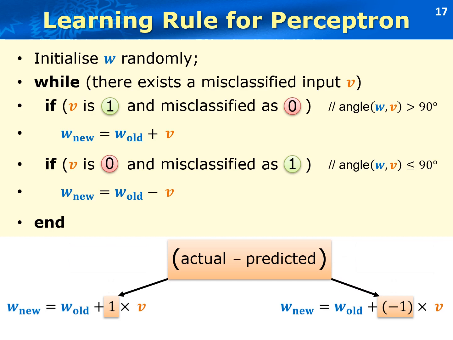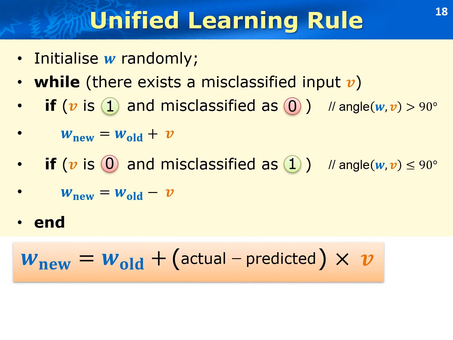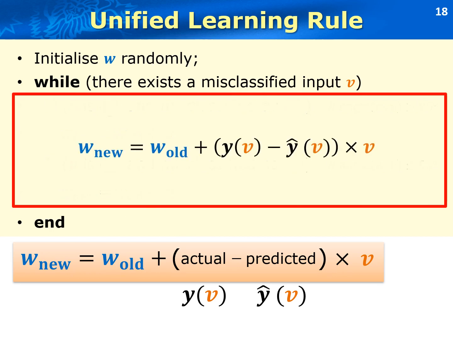Consequently, we can simply use a single equation to describe the aforementioned two cases. To be precise, we use y of v to denote the actual value of v, and y hat of v to denote its predicted value. Here, the values of y of v and y hat of v are 0 or 1. Then, the learning rule can be described as follows. New w equals old w plus the difference between actual and predicted value multiplied by v.